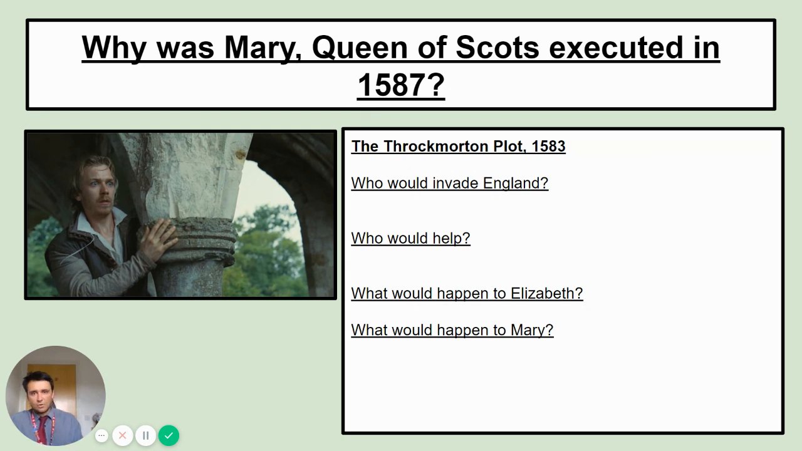Okay, so quick recap first of all, the Throckmorton plot. Just have a look at those four questions. Who would invade England? Who would help? What would happen to Elizabeth? And what would happen to Mary? Just have a quick think. What can you remember from the previous lesson?